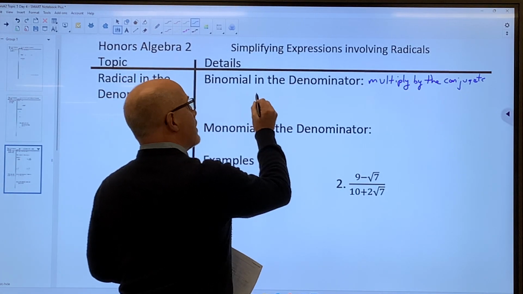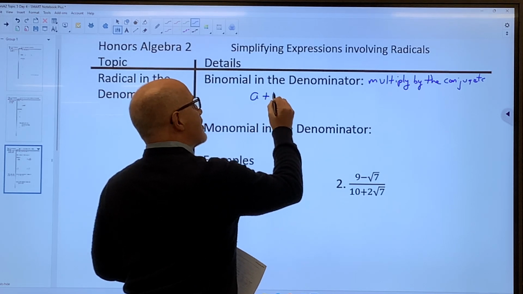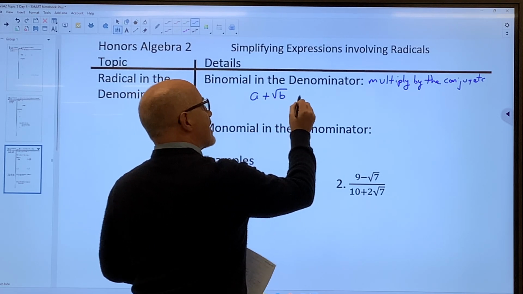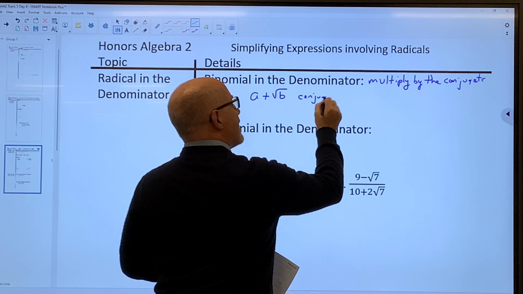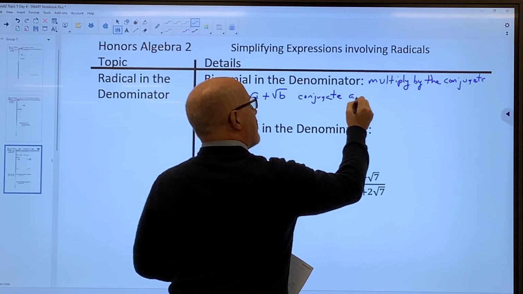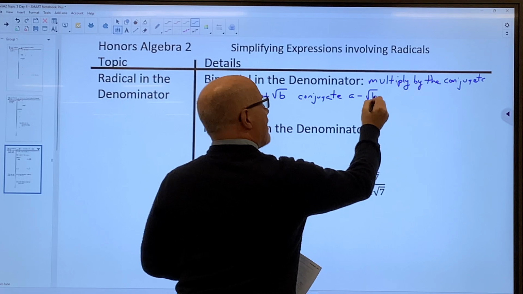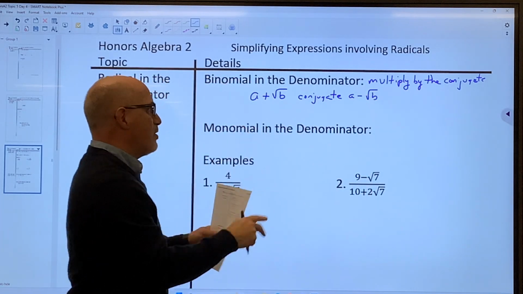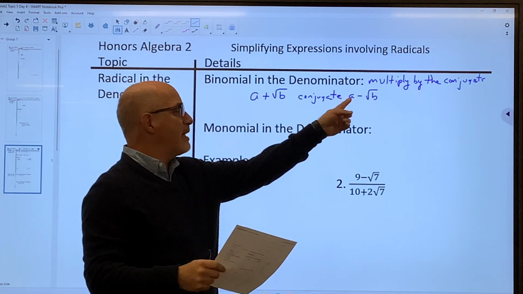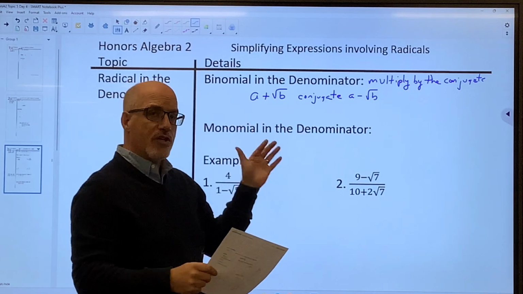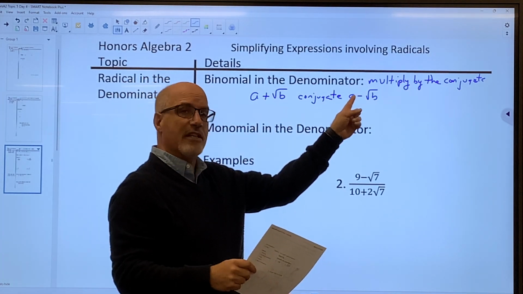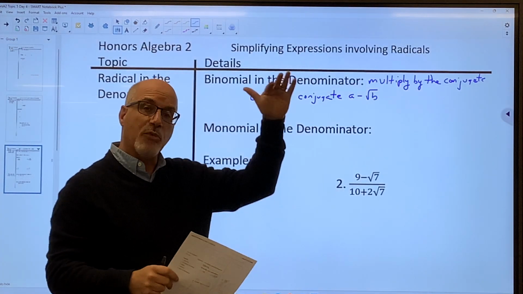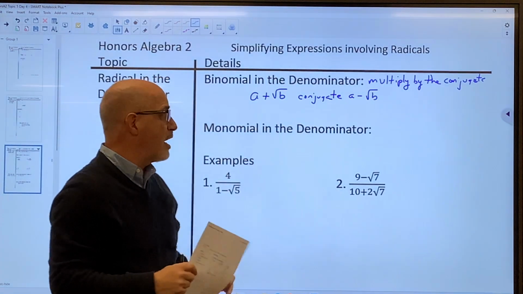And just so you know, when you have a plus the square root of b, the conjugate is a minus the square root of b, and vice versa. What you do is you don't change the sign on the first number, but the operation in the middle, if it's a plus, make it a minus, if it's a minus, make it a plus, multiply by it in the numerator and the denominator.